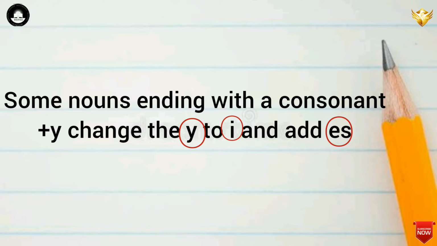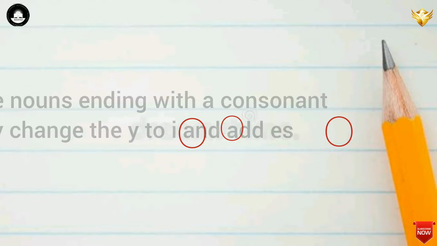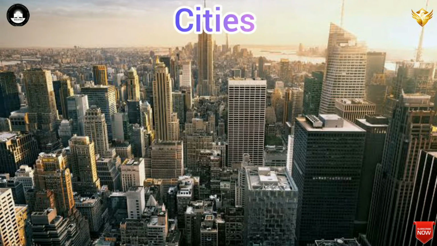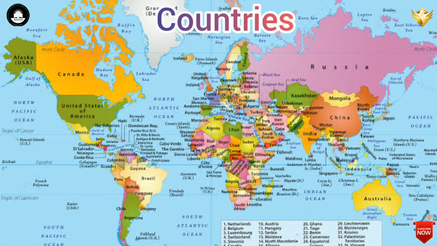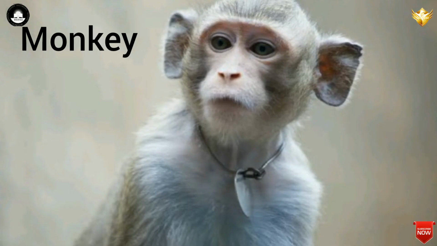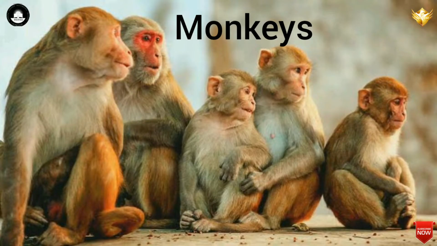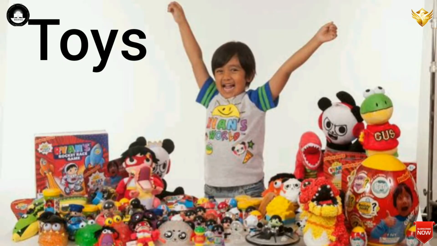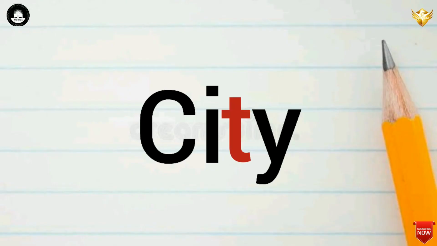For example, city, cities, country, countries. A noun ending with a vowel plus Y, we just add S. For example, monkey, monkeys. Toy, toys. What is the difference between city and monkey?